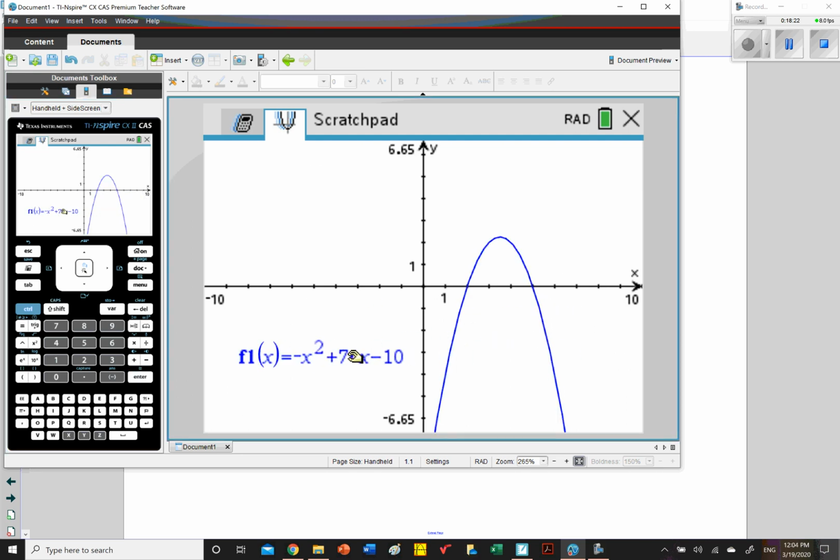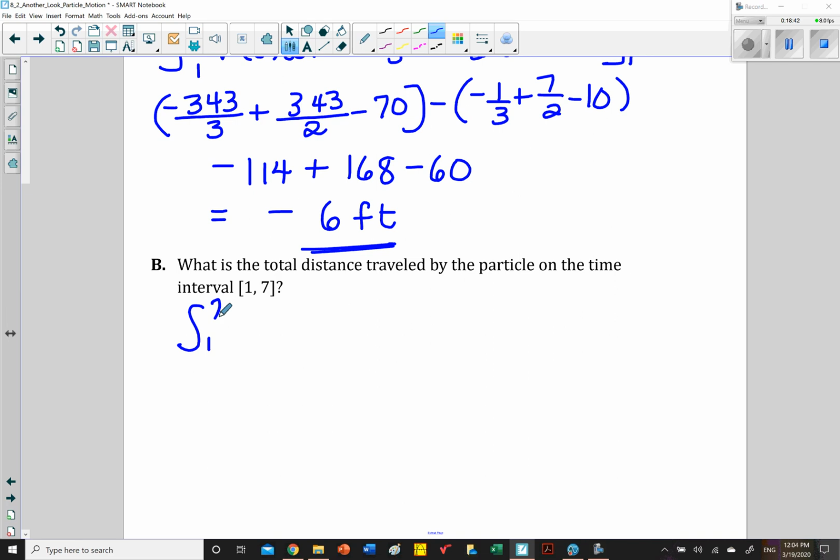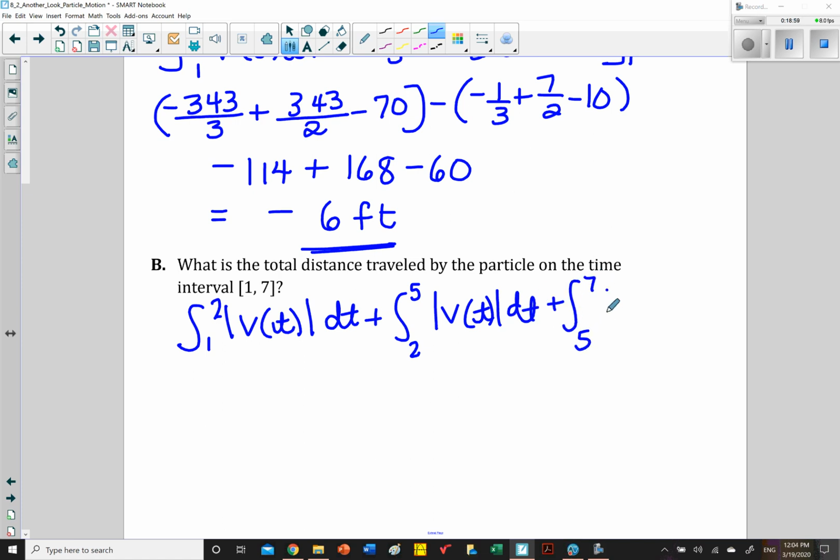just want you to see graphically without factoring that at 2 and at 5, the graph goes from negative to positive to negative, and we want to calculate from 1 to 7, so we need to consider from 1 to 2, 2 to 5, and 5 to 7. So our integral needs to reflect that. From 1 to 2, absolute value, plus the integral from 2 to 5 for the velocity, plus the area from 5 to 7 for the velocity.